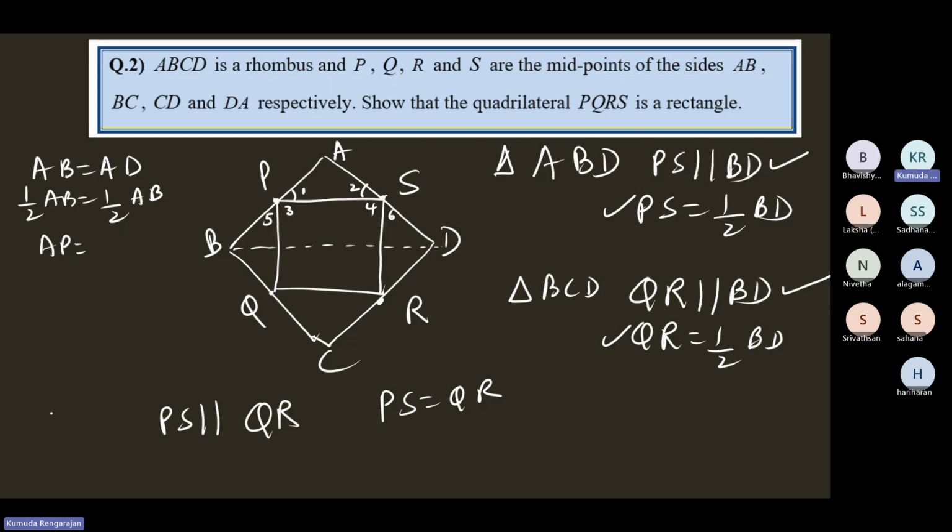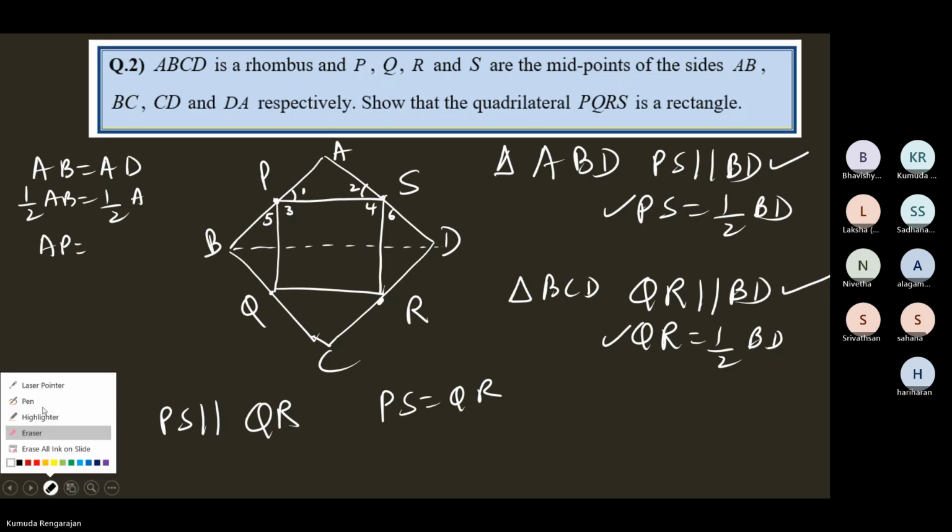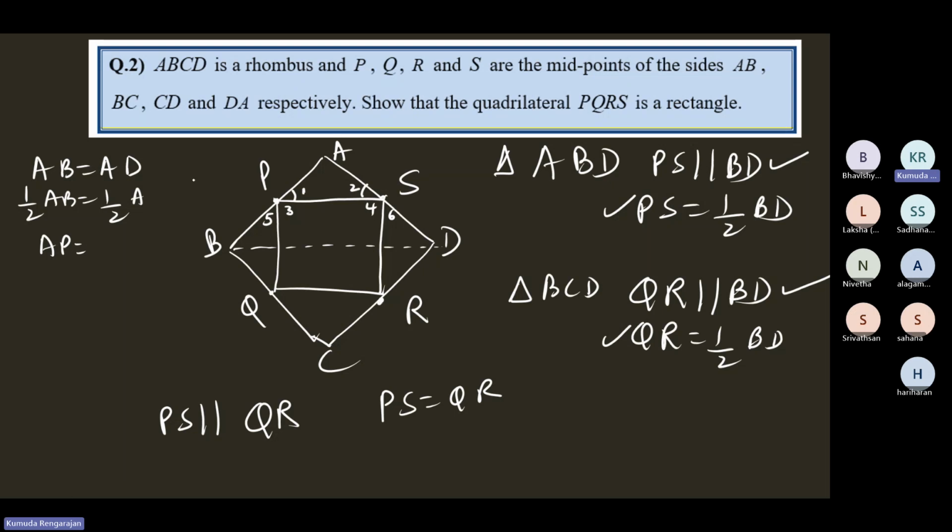And half of AD, you can say is AS or DS. We'll write AS. So like this, AP is equal to AS. This side is equal to this side. Therefore, angle 1 is equal to angle 2.